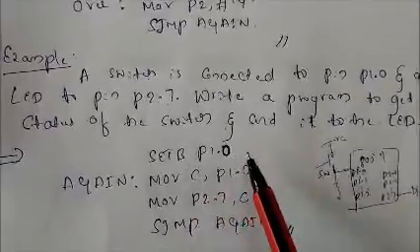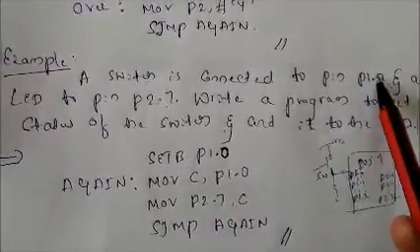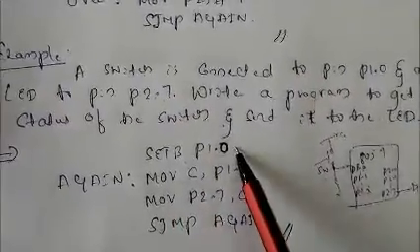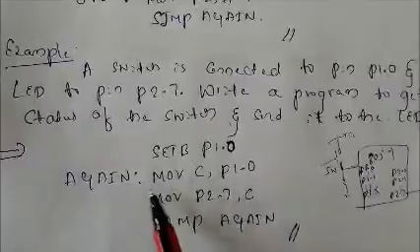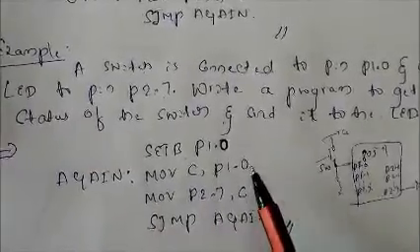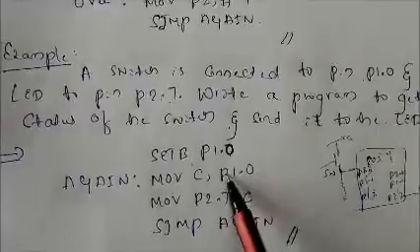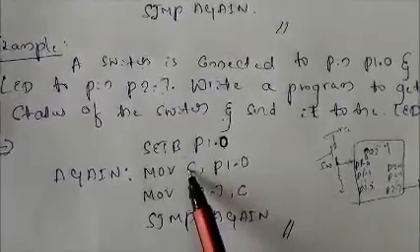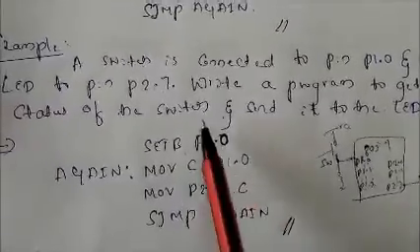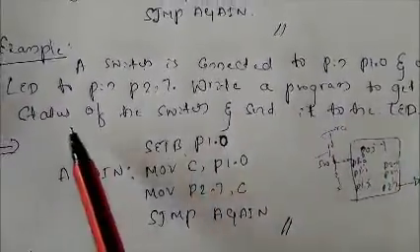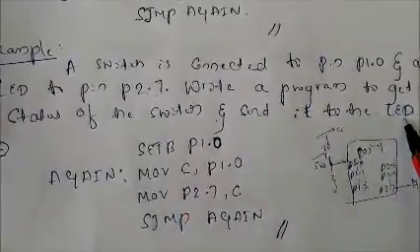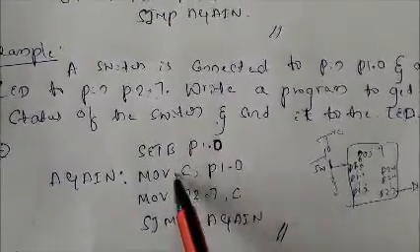SETB P1.0. Here I am making P1.0, which is connected to your switch, an input port by writing the set bit. Is it clear? Again, label: MOV C, P1.0. That means whatever the status value is, logically 0 or logically 1, will move to the carry flag. Is it clear? So the question says: write a program to get the status of the switch and send it to the LED. If the status of the switch is 0, send it to the LED. If the status is 1, send it to the LED.